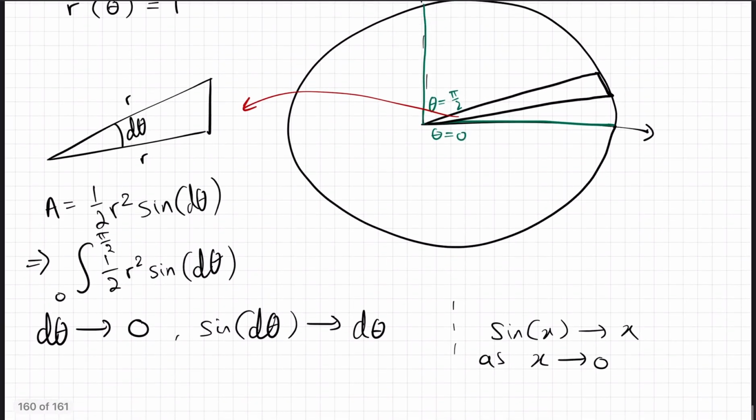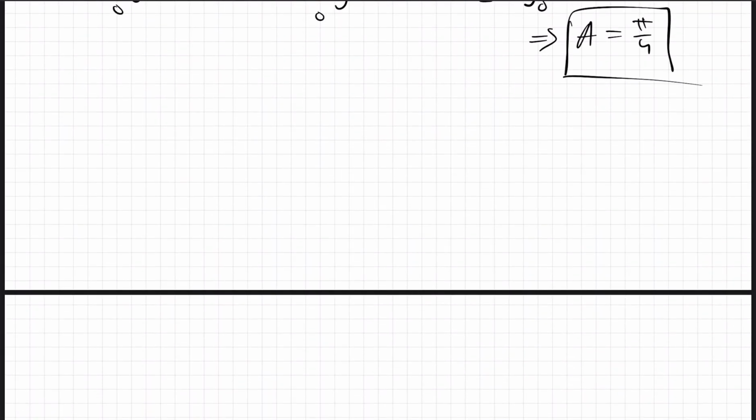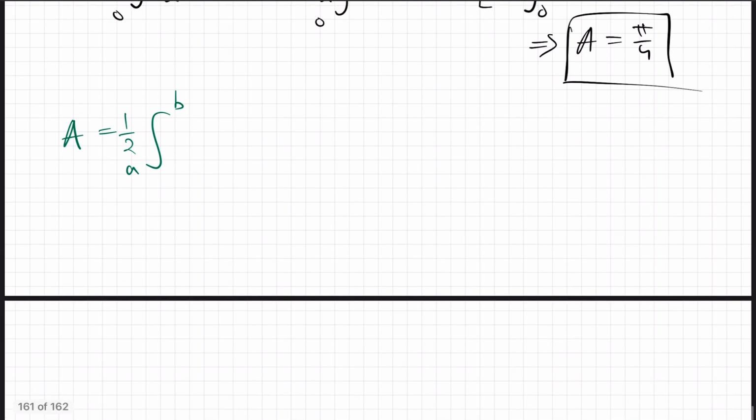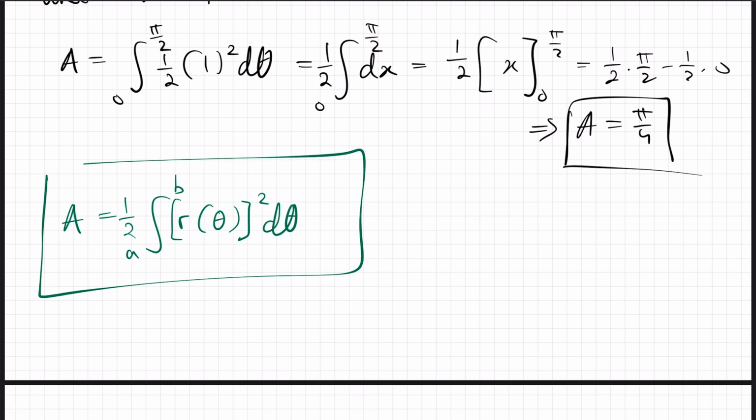Pretty simple. We've managed to derive it. And let me write it out in full. To integrate a polar function between bounds a and b, the area is equal to 1/2 times the integral from bound a to bound b of r of theta squared d theta, like so. Okay, so there's the answer.